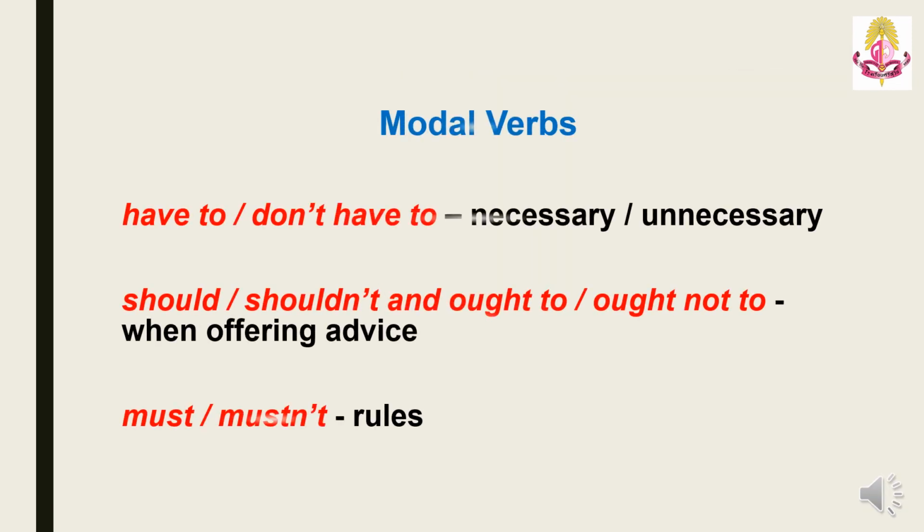So just to recap on today's lesson and the modal verbs we learnt, we use the modal verbs have to, don't have to, with things that are necessary or unnecessary. We use the modal verbs should, shouldn't, and ought to and ought not to when we are offering advice, and we use the modal verbs must and mustn't with rules.